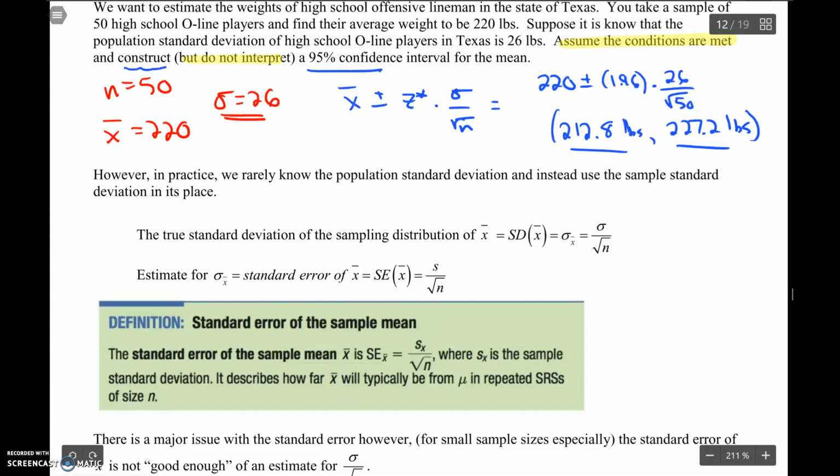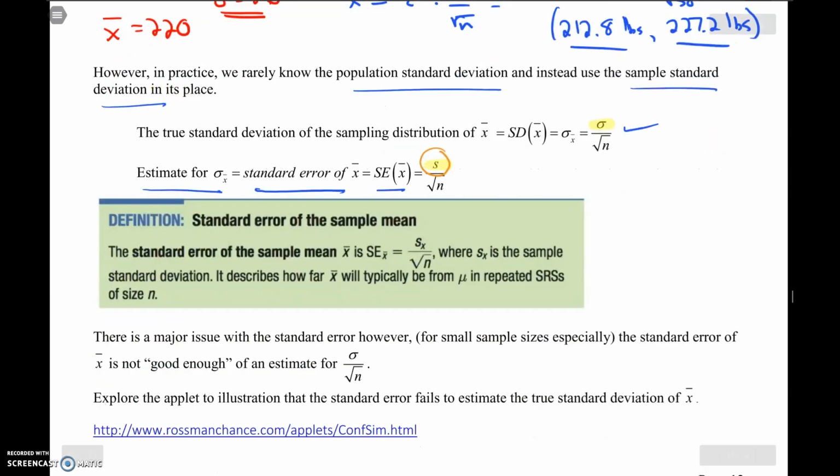However, of course we don't know the population standard deviation, and instead we use the sample standard deviation in its place. So sigma is a true standard deviation. This would be the estimate for the standard deviation, also known as the standard error of x bar, and this should make sense. This isn't breaking any crazy new ground here. Instead of using the sigma we don't know, the population standard deviation we don't know, we should plug in our sample standard deviation in its place. So that's it. This is a standard error. Just put in the sample standard deviation instead.